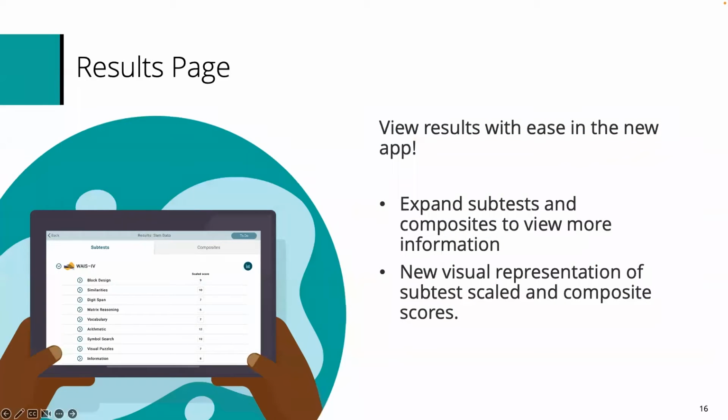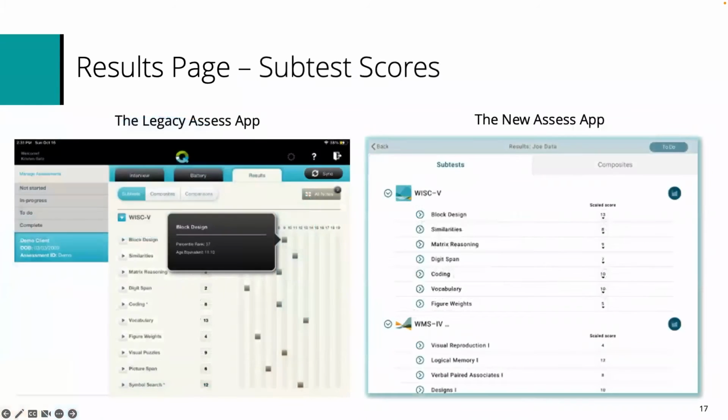The results page has been improved significantly as well. So in the results page, you can now expand subtests, composites, and view more information. The new visual representation of the subtests and scaled and composite scores, in my opinion, I think looks really nice. I'll show you another screenshot in just a second of what that looks like. But here is the comparison to what it used to look like versus what it looks like today.